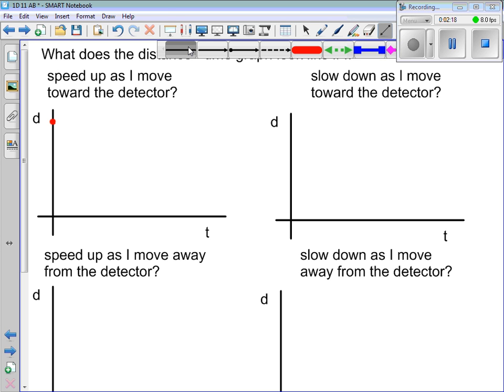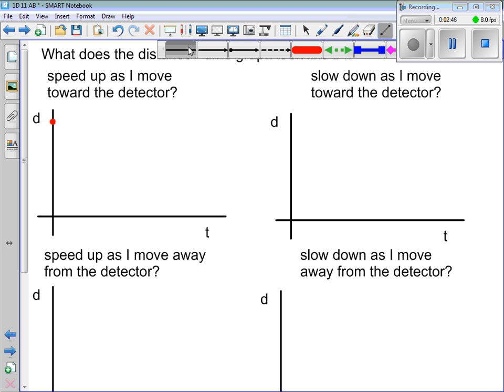Now imagine that I started off going at a constant speed towards my detector. Because this is asking me what happens as I speed up, let's say I start off going really, really slowly. So what is the line going to look like if I'm going slowly? Is it going to be really steep or is it going to be really shallow? Andrew, what do you think? If I start off going slowly, is the line going to be steep or shallow? Yeah, it's going to be shallow.